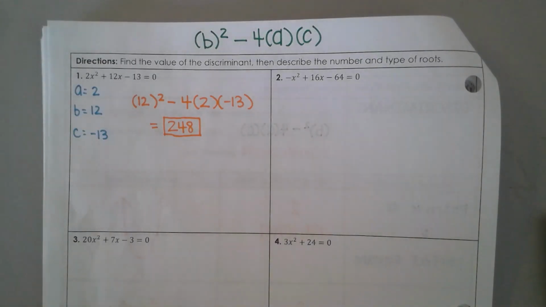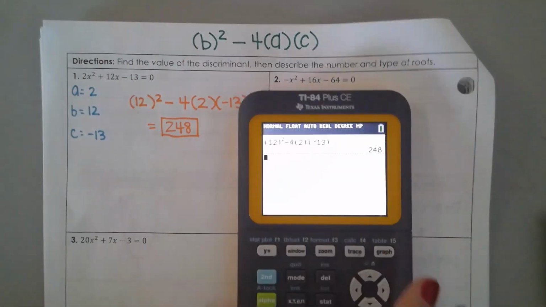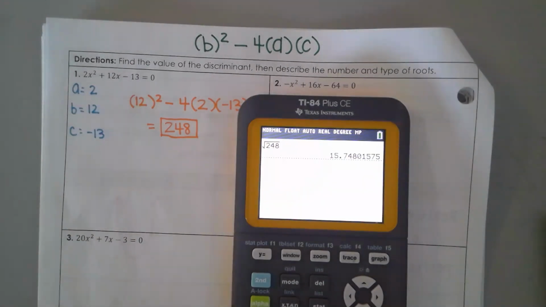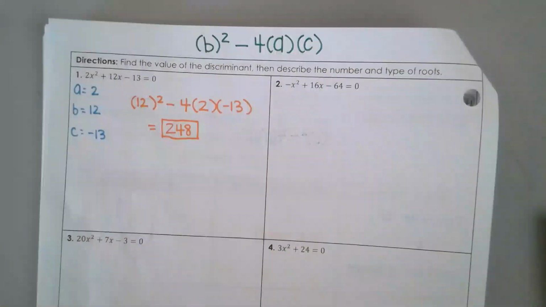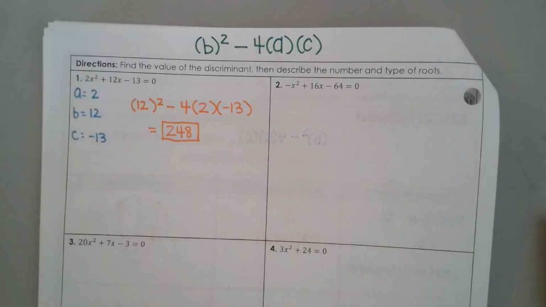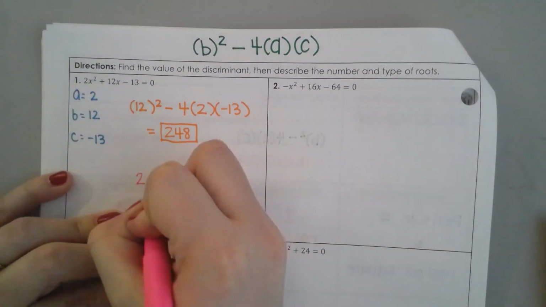So first of all, 248 is positive. But we need to know if it's a perfect square. And it's not on the list, so let's check it. If I take the square root of 248, do I get a whole number? No. So it is not a perfect square. So based on your chart, a positive number that's not a perfect square is what? 2 irrational.